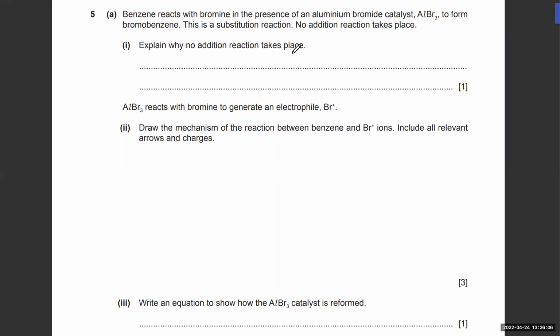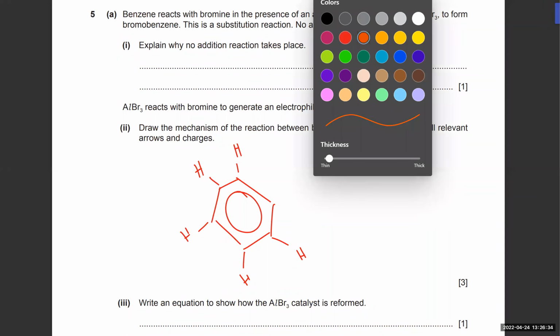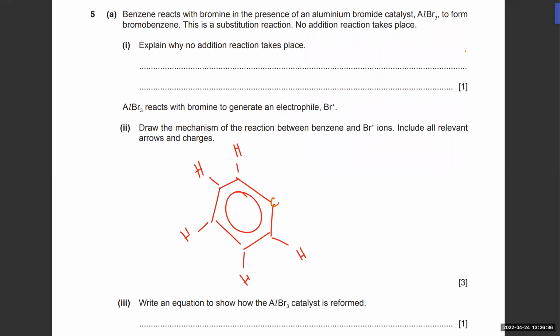Well, what's the reason for that? Whether you have benzene or where you've got H's. So why no addition takes place? Logically, let's look at the mechanism. Let's focus on this carbon atom. It has an H. You've got a Br plus 1 coming in.